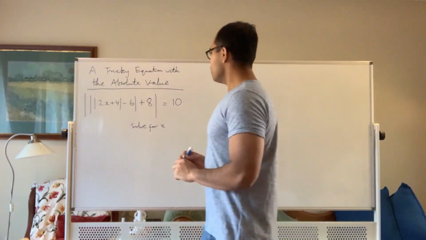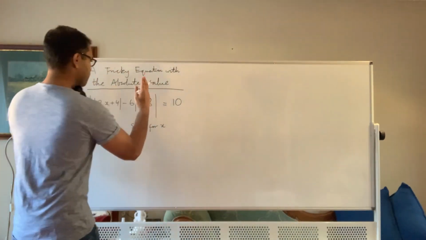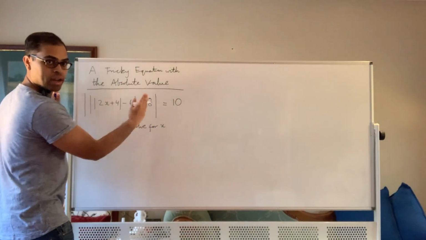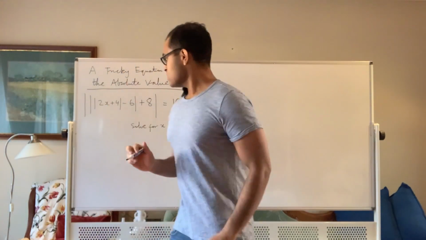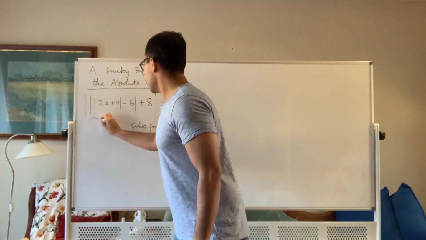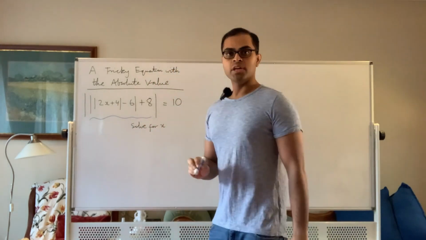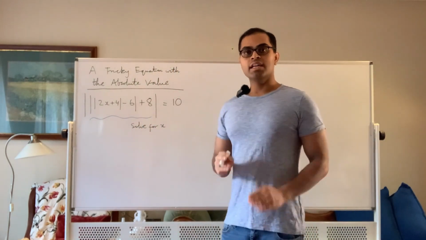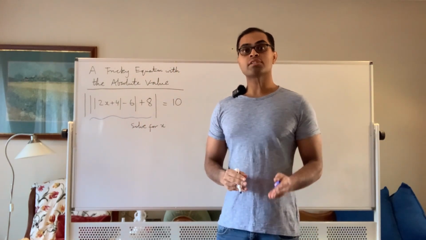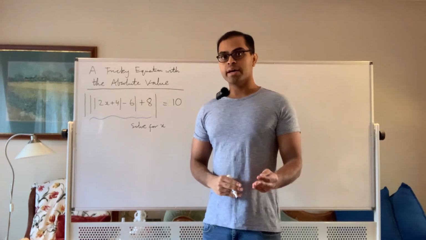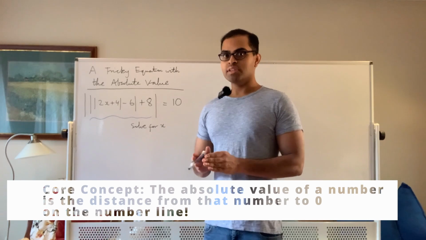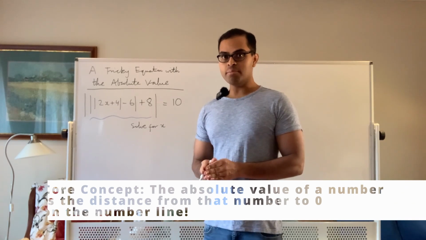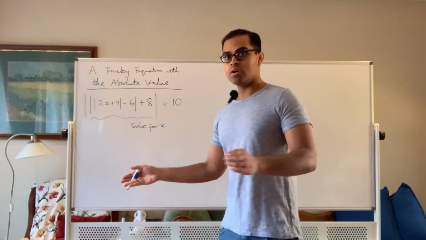What we're going to start off by doing is to understand the first absolute value, the biggest one here. If the absolute value of something, it doesn't matter what the thing is, in this case what I'm underlining in blue, is equal to 10, that means that something should be plus or minus 10. Remember, the absolute value is the distance to 0 on the number line. So if something is 10 away from 0 on the number line, it's either plus 10 or negative 10.